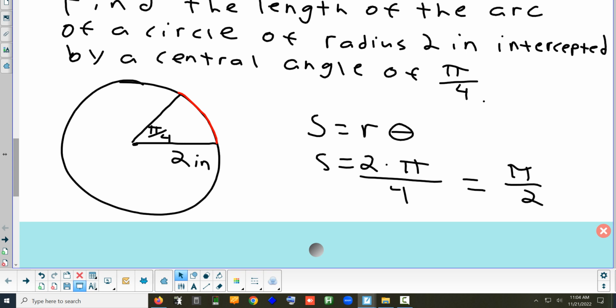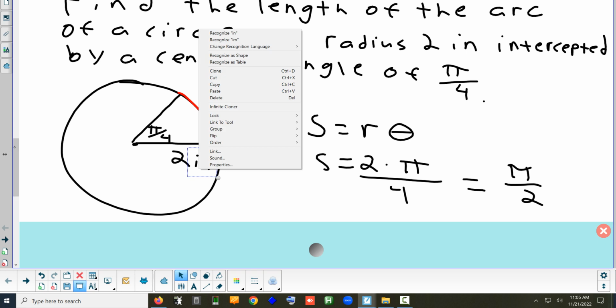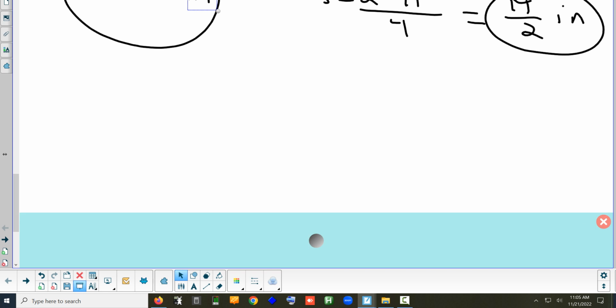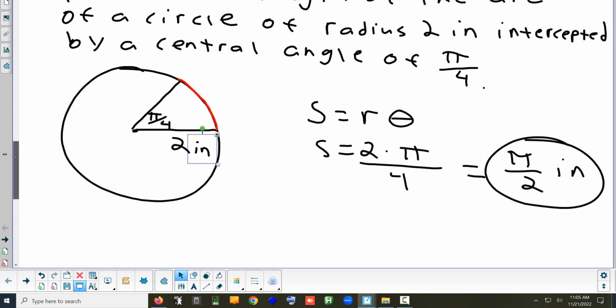And what did we just find? The arc length. So what do you think my label should be? Inches. In this problem, length is measured in inches. So you could divide that out and get about 1.57 inches. Or just leave it as pi over 2 if they don't say you have to write a decimal. Any question on it?